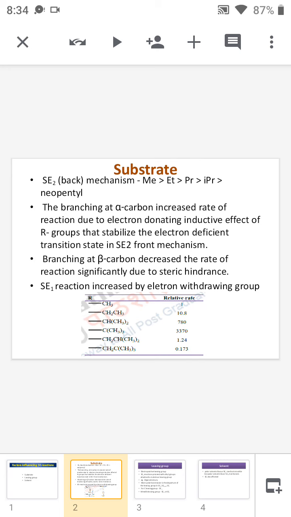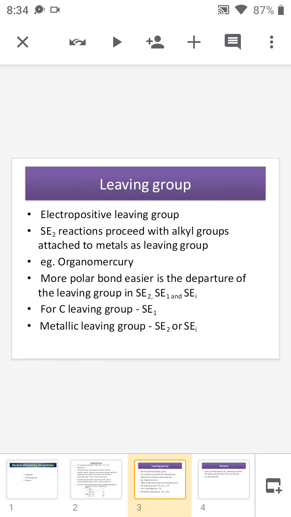And for SE1 reaction, electron withdrawing group will increase the rate of the reaction because SE1 reaction undergoes through a carbanion intermediate. These are the nature of the substrate which will affect the SE1 and SE2 reaction. Now we are moving into the next factor, that is leaving group.